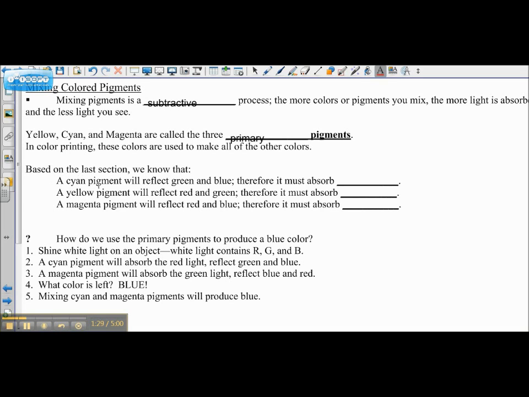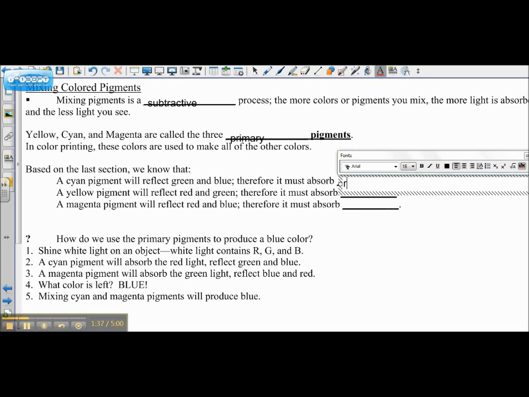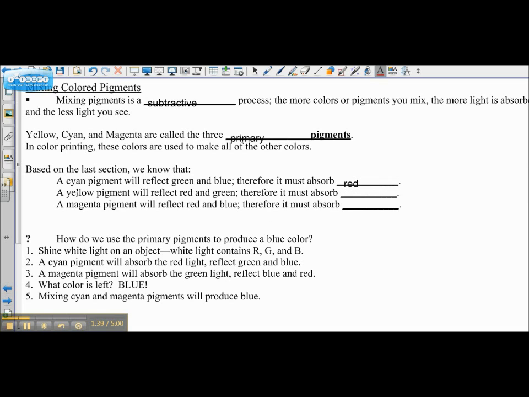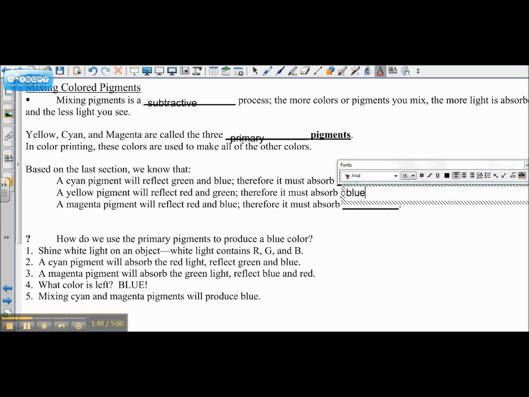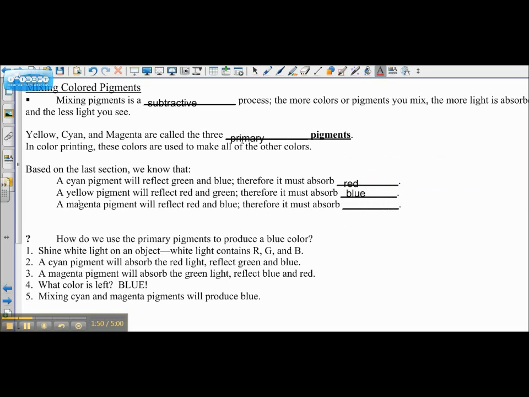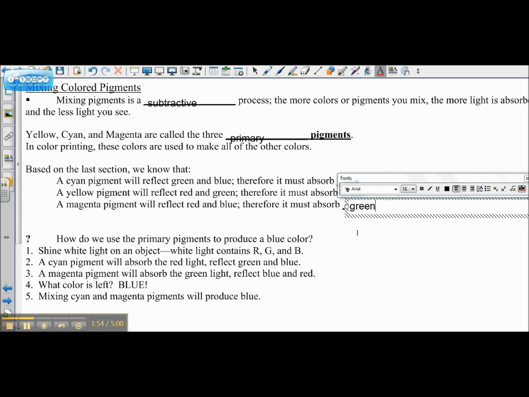A cyan pigment will reflect green and blue because that's how we form it. Therefore, it must absorb the other color of light, which is red. A yellow pigment will reflect red and green because that's how we get yellow. Therefore, it must absorb blue. And then magenta is red and blue, therefore it must absorb green.